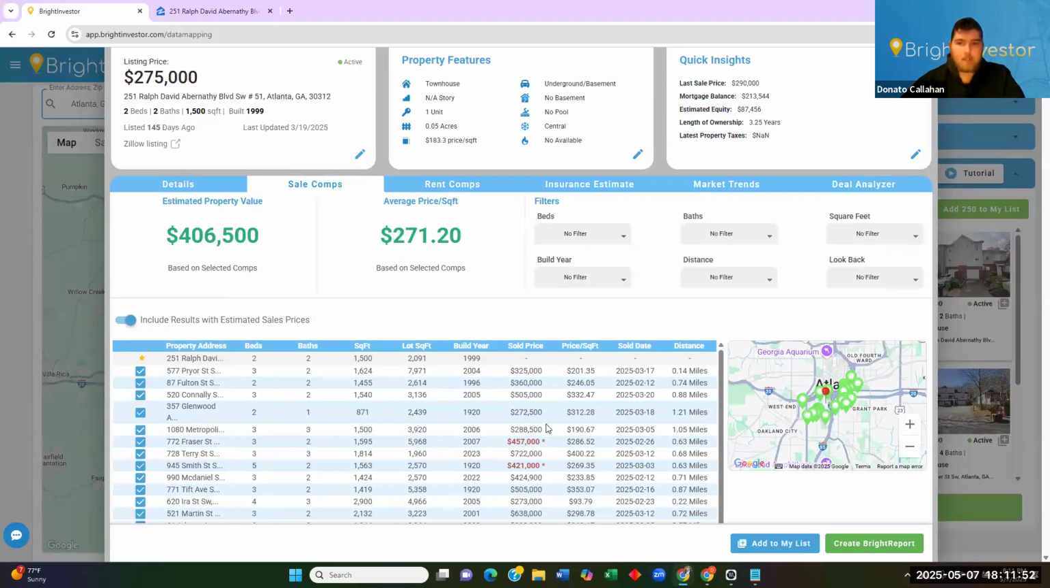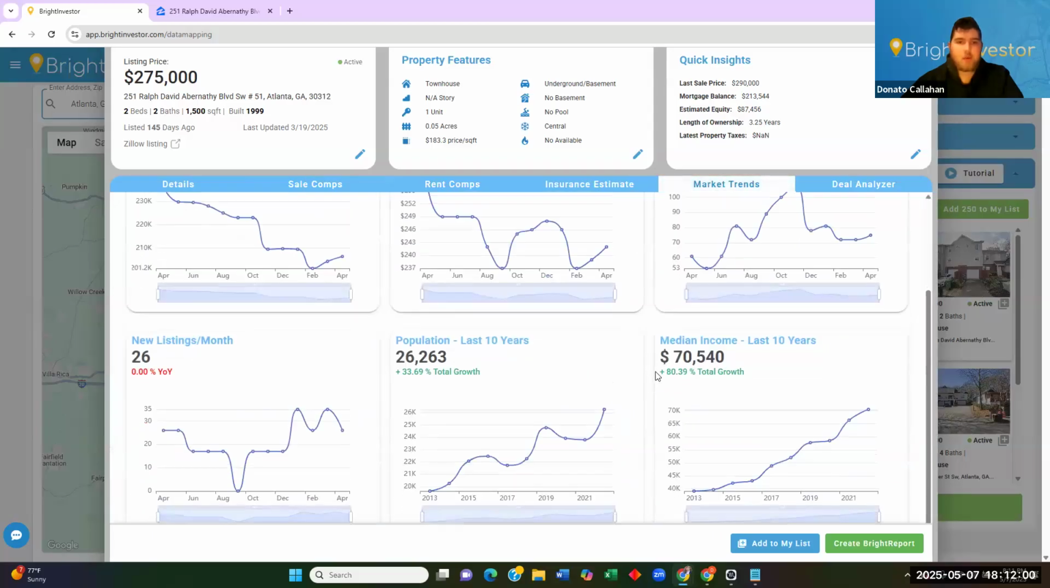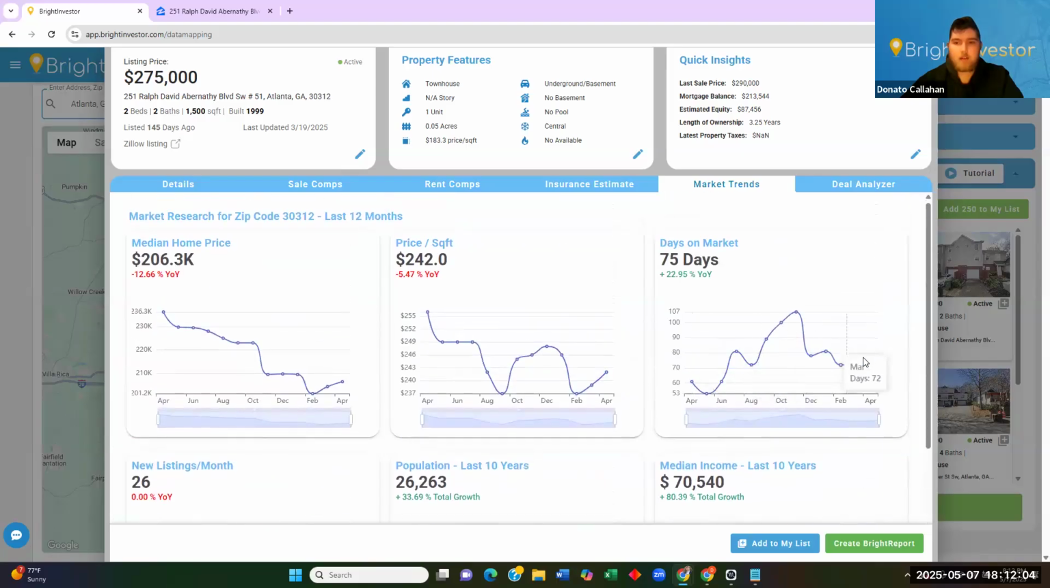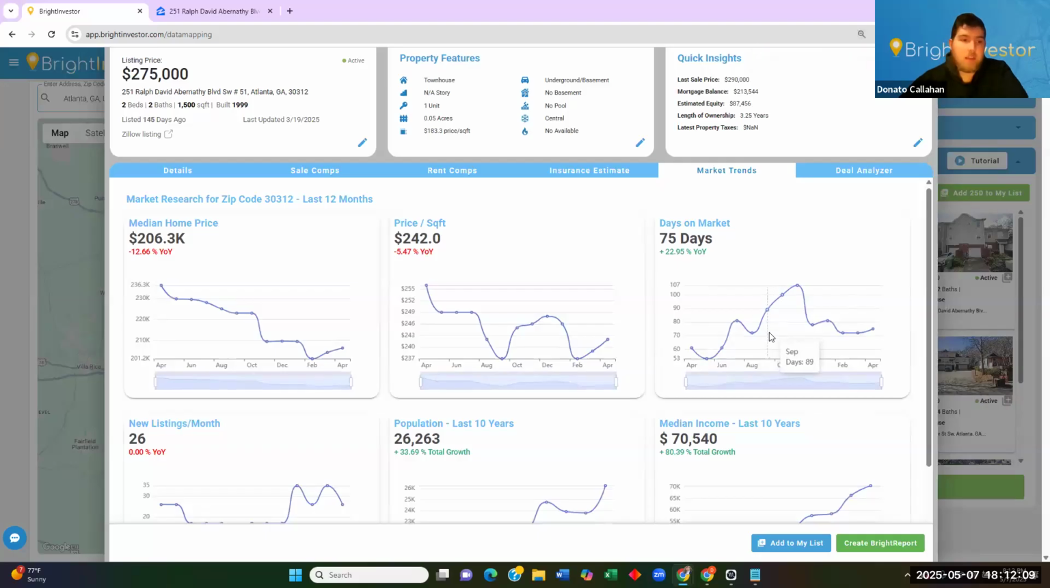Then when I come to my sale comp section and look at properties nearby, that's when I can start saying, okay, this property is a 2-bed, 2-bath. I know that in this area the average price per square foot is about 242 bucks a foot right now, and days on market about 75. So I know this property's been on the market a lot longer than it's supposed to be. I know the median home price in this area is about 206,000. So I've got something interesting going on here.